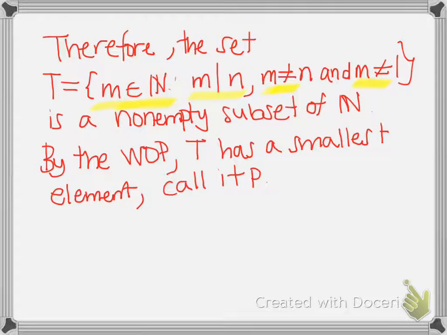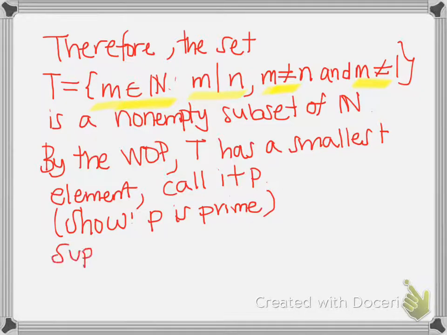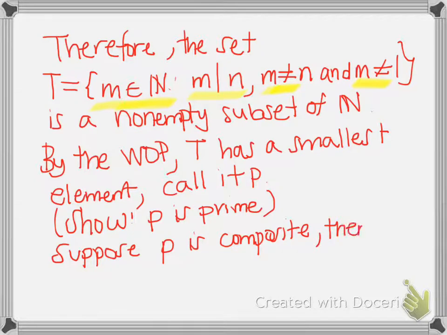Okay, so now let's go back here. By the well ordering principle, T has a smallest element, call it P. What we're really trying to show from this point is that P is prime. Since we're trying to show that P is prime, let's suppose P is composite. I think I'm almost out of time, so we're almost done with this proof, which is good.